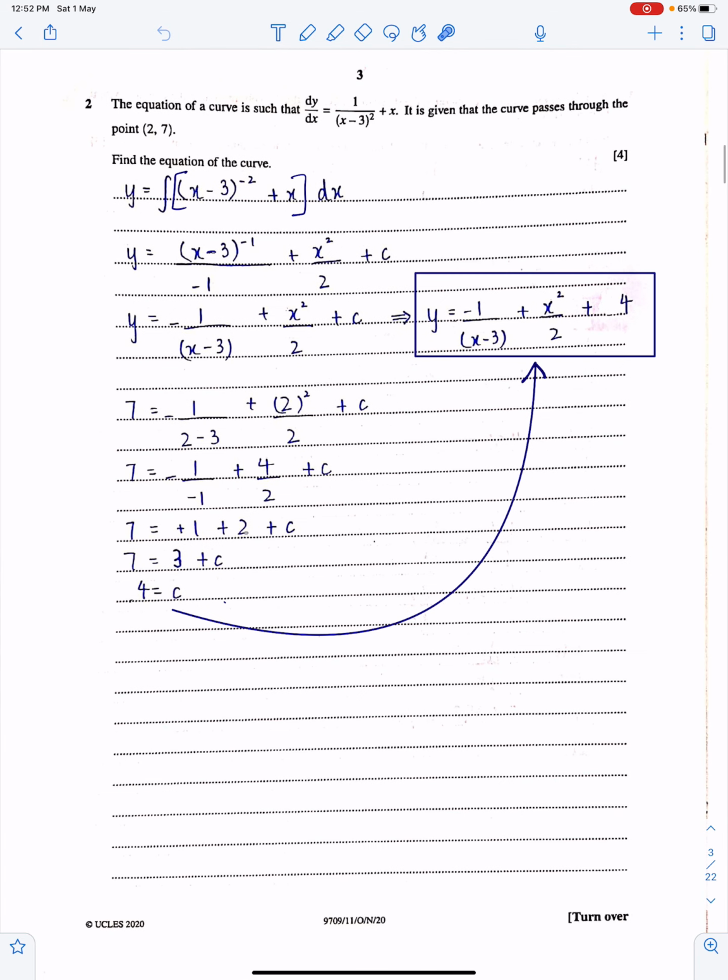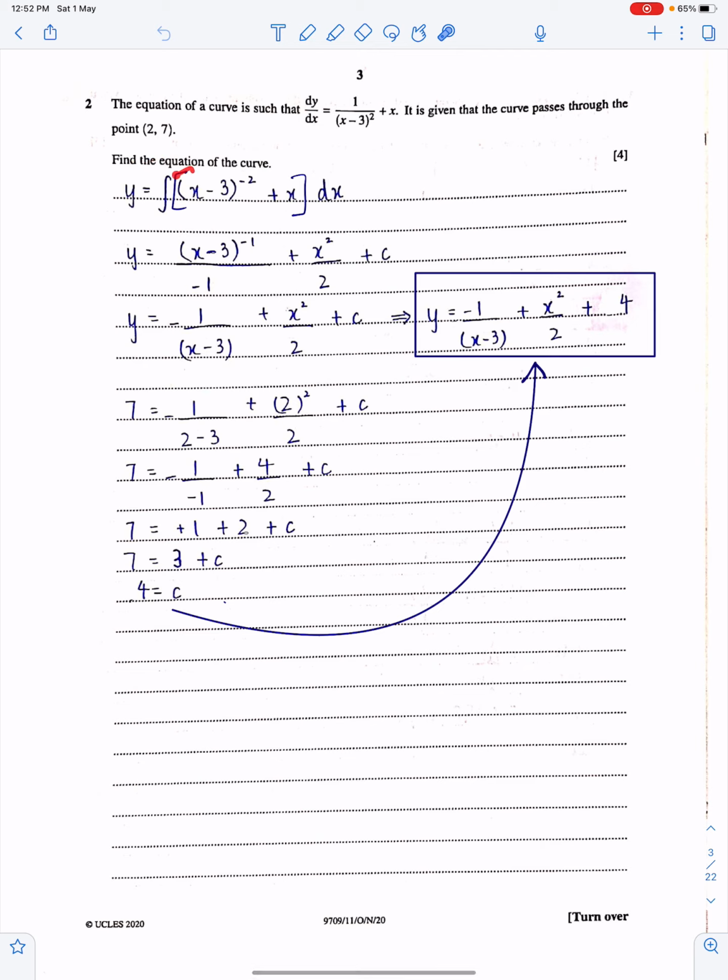Question number 2. This is the gradient of the tangent to the curve. It is given that the curve passes through the point (2, 7). Find the equation of the curve. Since we have the gradient of the tangent to the curve, by integrating this gradient, we can get the equation of the curve. When we integrate the left side, this will become y.